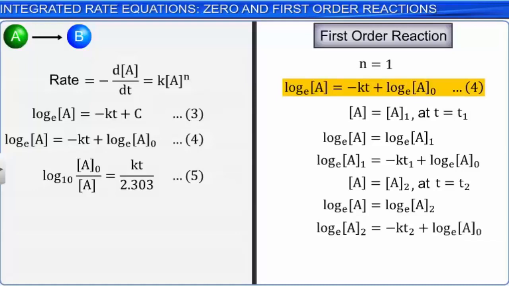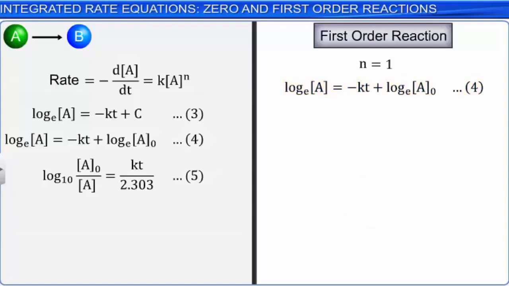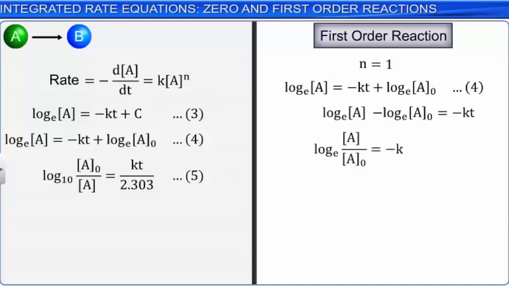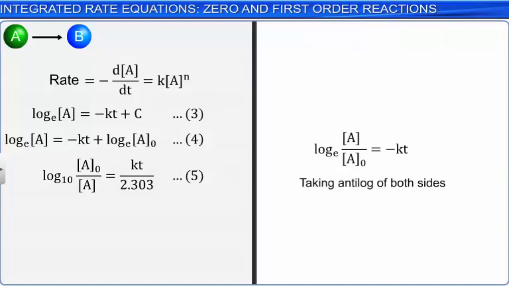We can also represent equation 4 as ln[A] minus ln[A0] is equal to -k multiplied by t, or ln([A]/[A0]) equal to -k into t. Taking antilog on both the sides, we get concentration of A is equal to concentration of A0 into e to the power -kt. Let this be equation 6.